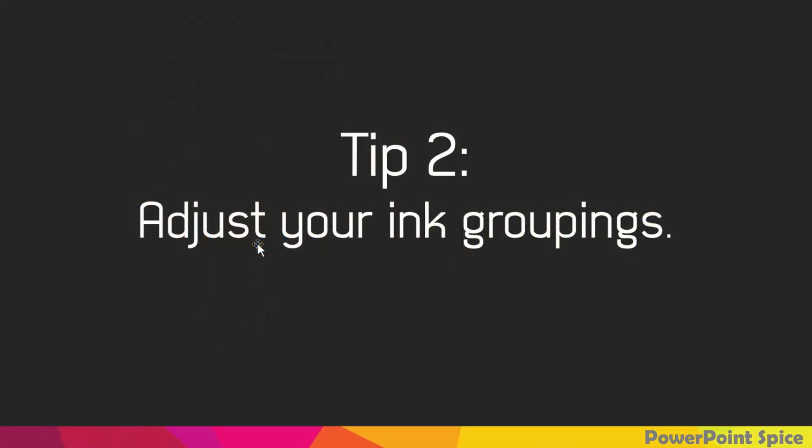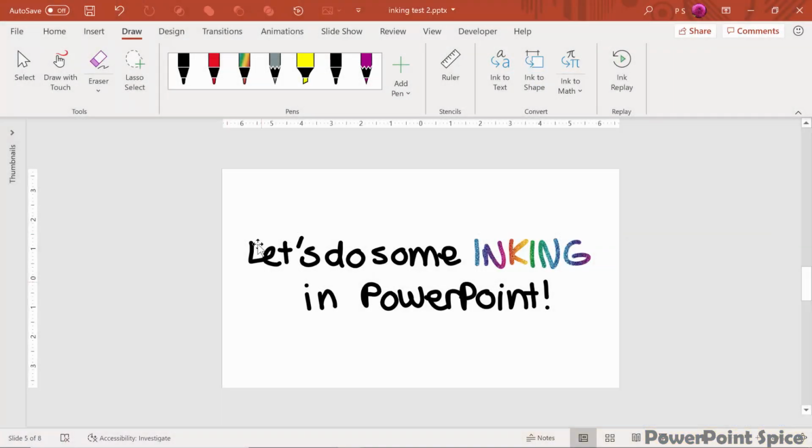Tip number two is to adjust your ink groupings. So when you're finished writing out your text or making your image, you have to just kind of look at all the groupings that PowerPoint has naturally done. So just go through and make sure that the groupings are in the same way that you want them. For example, for some reason, PowerPoint did not group the letters in together. So I had to do it myself by hitting Control G. And that way it is grouped.